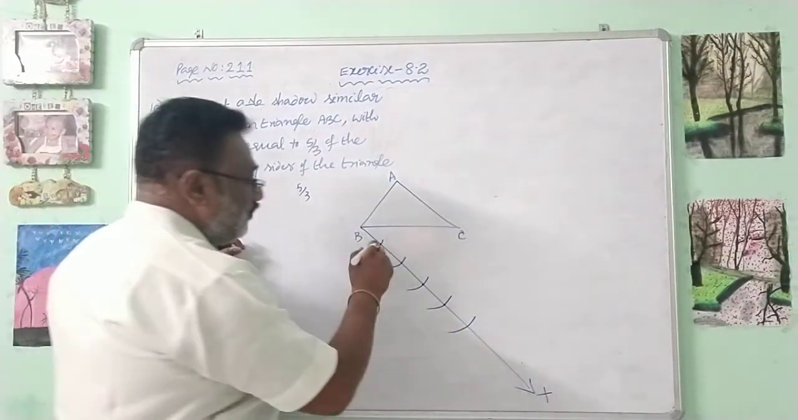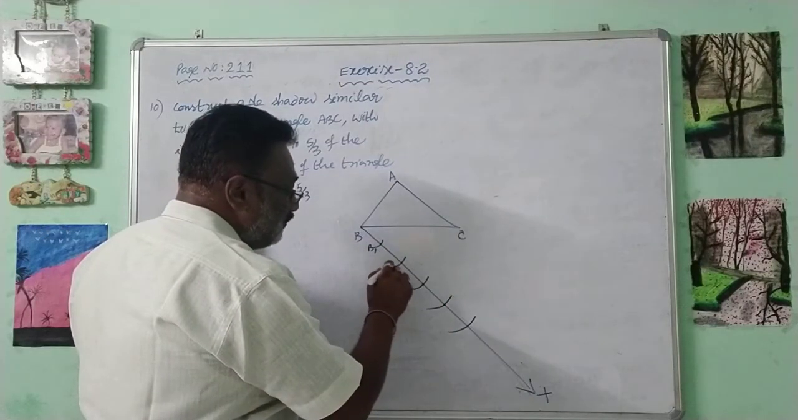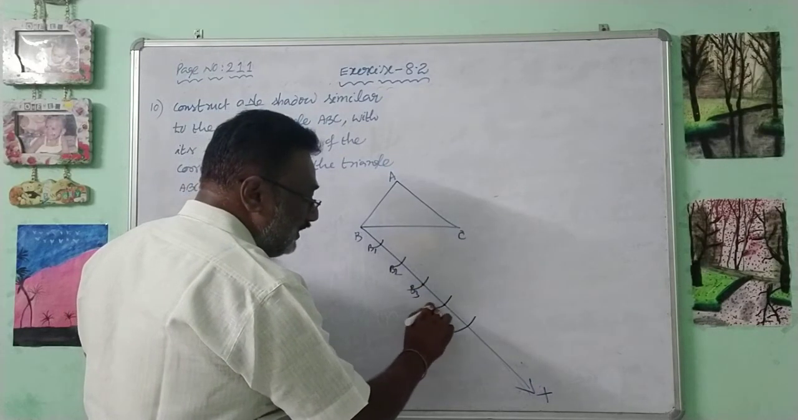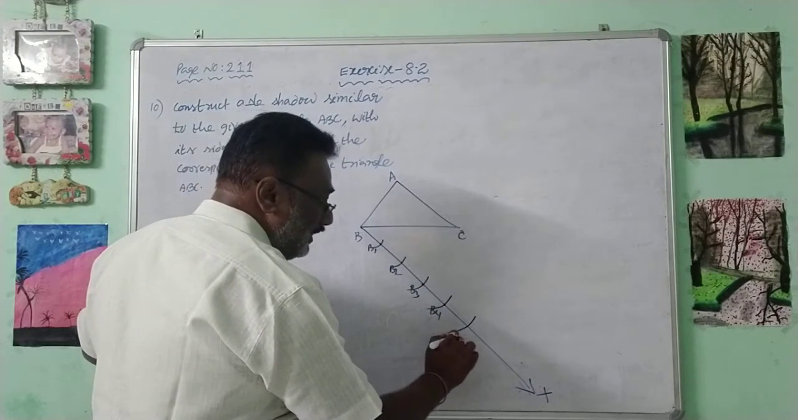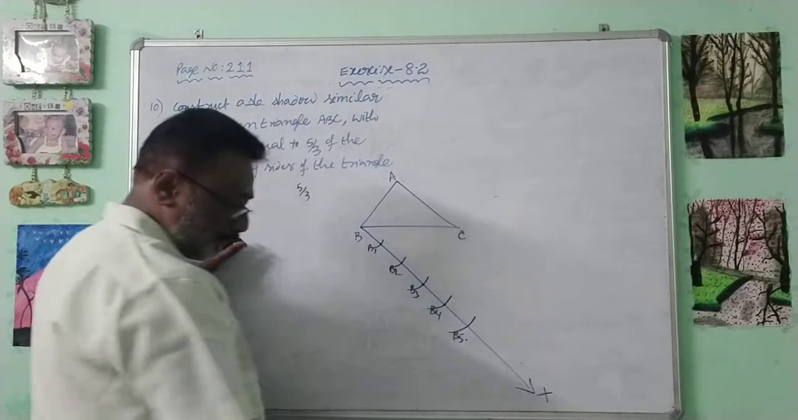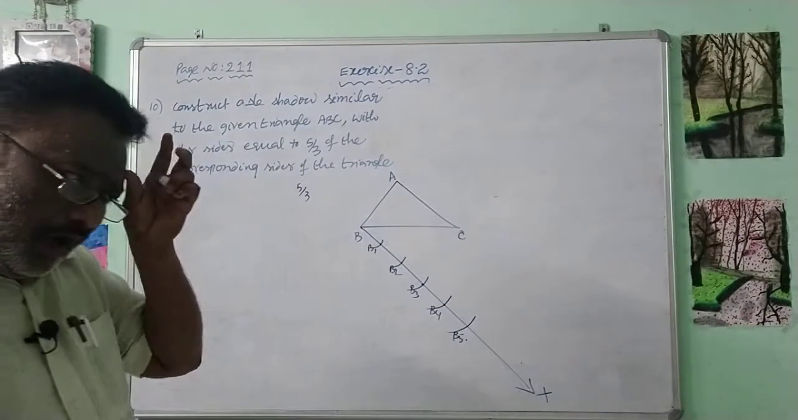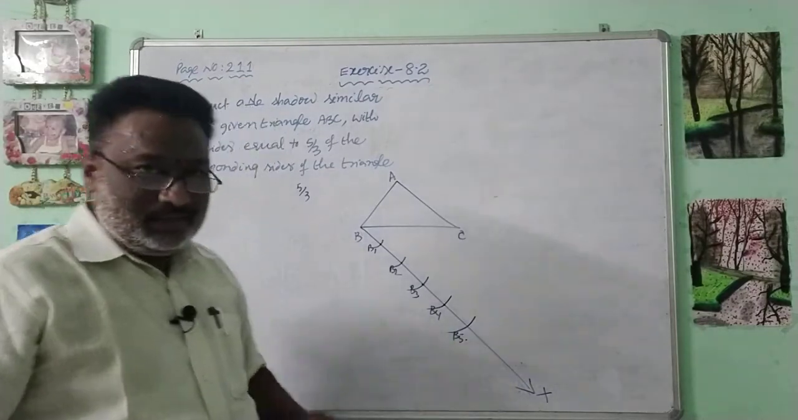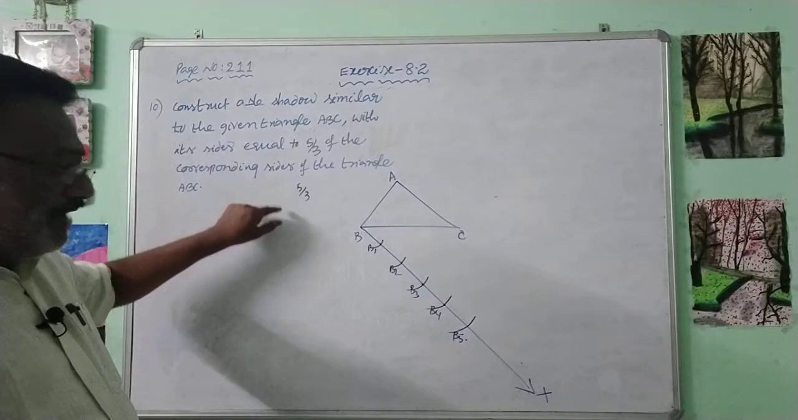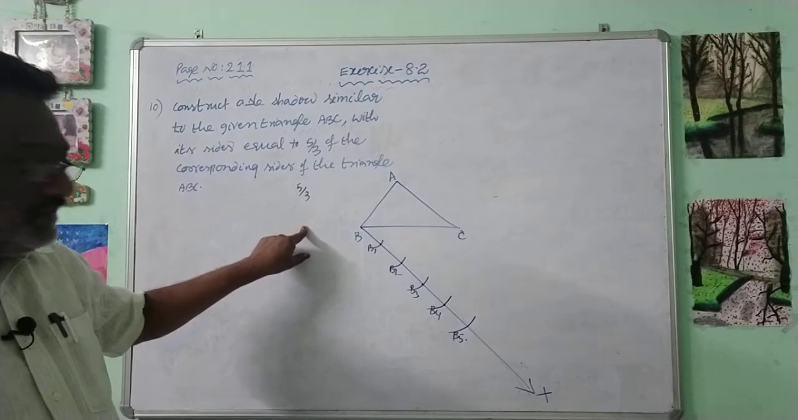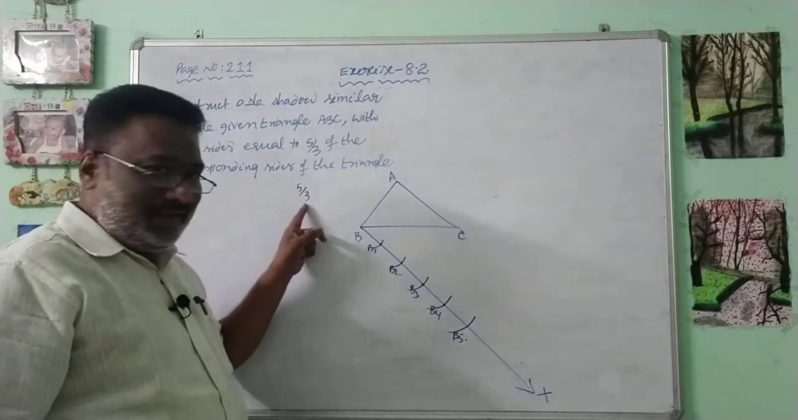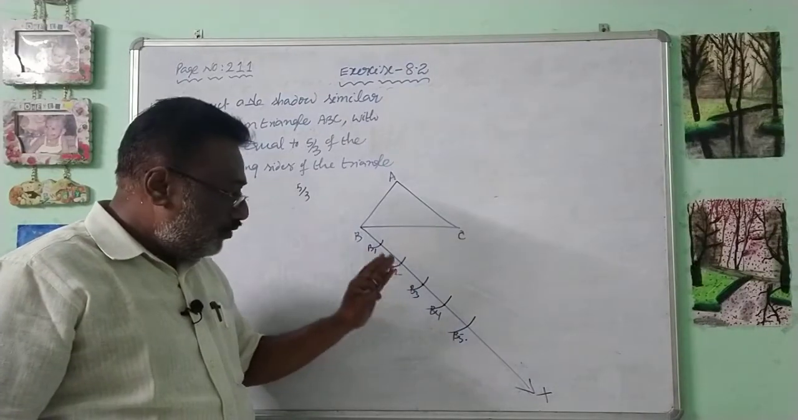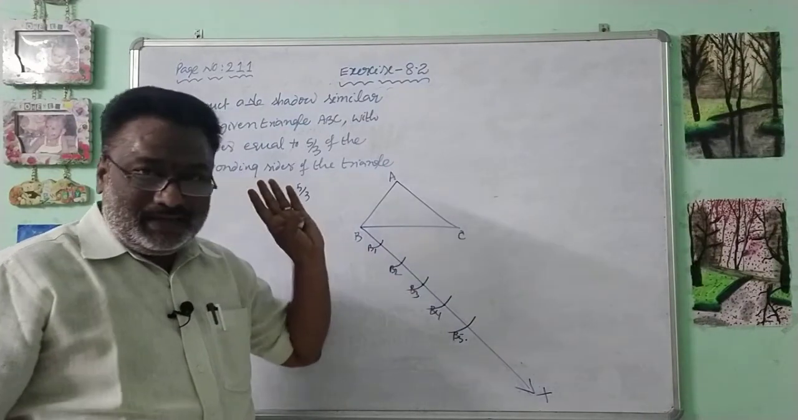Now listen to me, this point I am taking as B1, this point as B2, this point as B3, this one as B4, and this one is nothing but B5. That's all. After dividing the ray BX into parts, what is the number you have in the denominator? It is 3. That means the third part we need to join with point C.